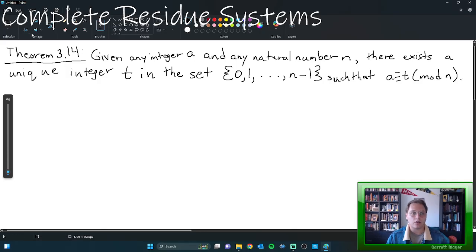It's basically saying you can pick any integer and then the natural number n for the mod that you're going to apply, and then you can find some unique integer in that set 0 through n minus 1, such that A is congruent to that integer. And it's a unique integer, that's a crucial part of this proof too. So it's basically reducing it to the number that it's congruent to under n. I guess 0 is not positive, but positive numbers or 0, all under n.